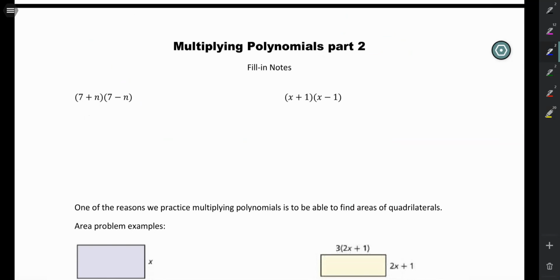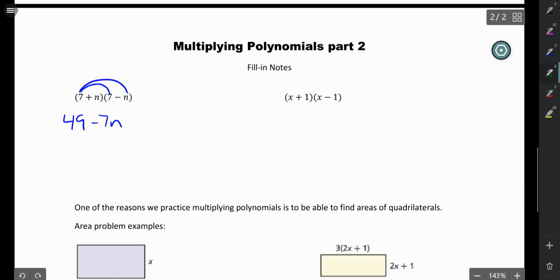But let's take a look at these. What happens if I put the number first? Is it going to look any different? I don't know. 7 times 7 is 49. 7 times negative n is negative 7n. Let's do that double. n times 7 gives me positive 7n, and n times negative n gives me negative n squared. What happens when I combine those like terms in the middle? Negative 7n plus 7n gives me no more n's. I just have negative n squared.